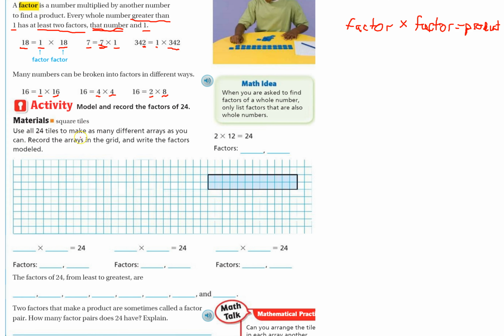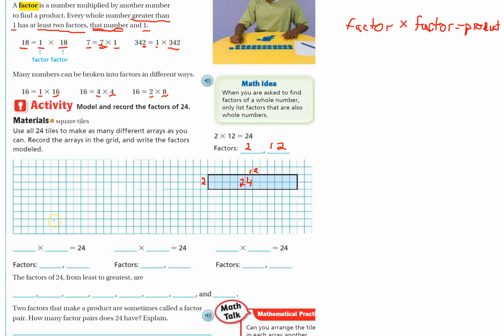Model and record the factors of 24. So use all 24 tiles to make as many different arrays as you can. Record the arrays in the grid and write the factors modeled. So we're finding factors for 24, and they used 2 times 12, or 2 and 12. You can see that modeled here. They got 2 up, and then over 12 across. This is a 2 by 12, and so it's got a total of 24.